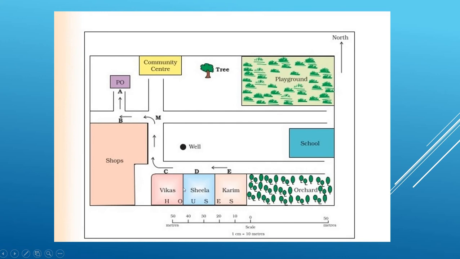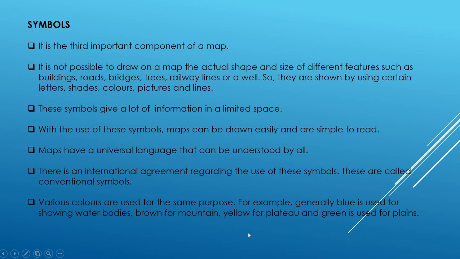So this is how a scale is useful in a map. Okay, so this is it. And now we'll come to the third component of a map, which is symbols. It is not possible to draw on a map the actual shape and size of different features such as buildings. You cannot take a building and put it on a map just like that. Nor can you show large, lengthy roads on paper just like that.